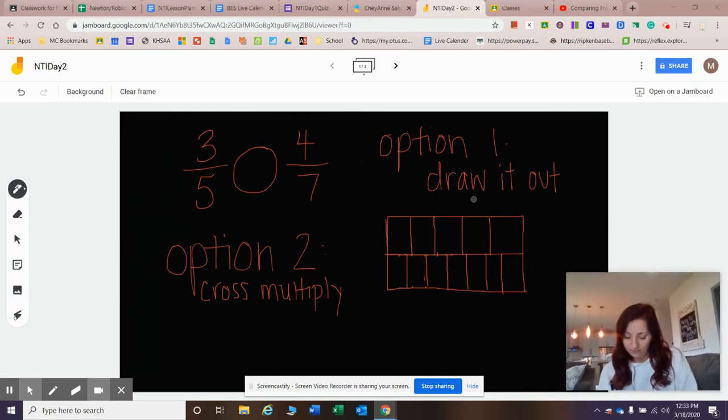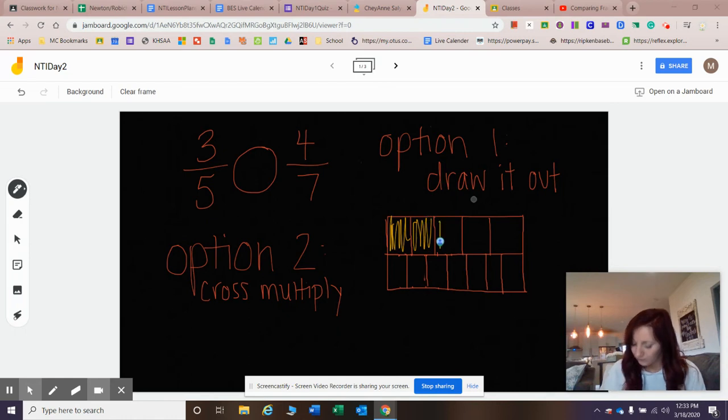So let's look at this one. Let me get to my iPad. We have 3/5 and 4/7. Let's look at option 1. I've already have them drawn out. So we got 3/5. I'm going to go ahead and draw that in. So there's my 3/5.